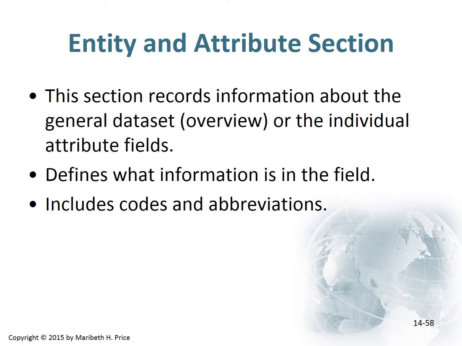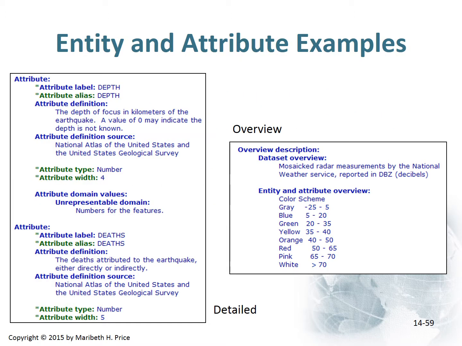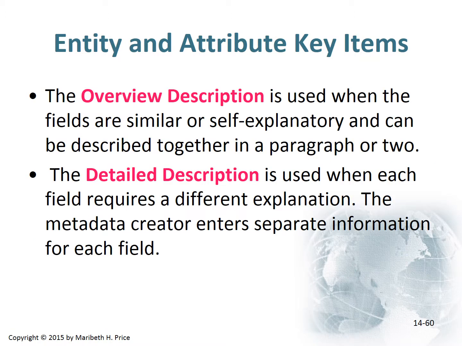Entity and attribute section. This section records information about the general data set, overview, or individual attribute fields. It defines what information is in each field, and includes codes and abbreviations. This is where you can find things to make sense of what you're seeing when you look at the data or the attribute table.